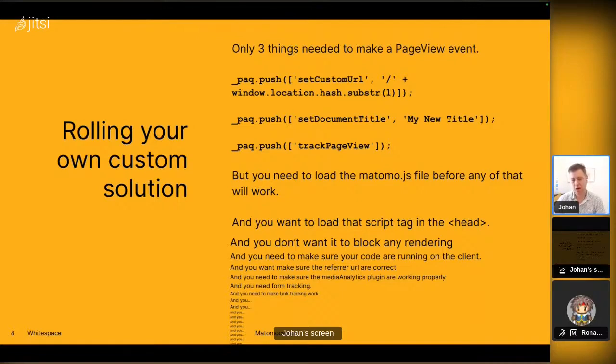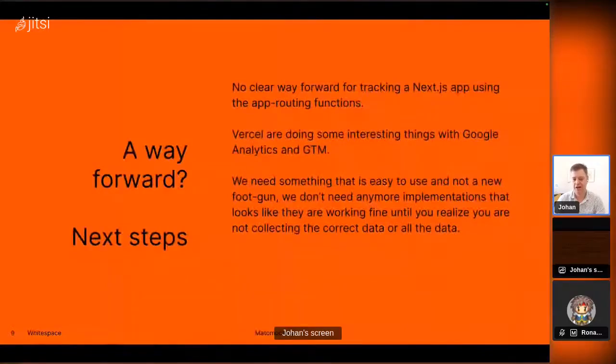So what can we do? How can we improve this situation? Is there any way forward? Right now, there is not a really clear way forward for tracking in Next.js using the app routing functions.